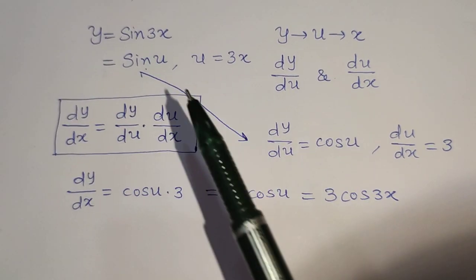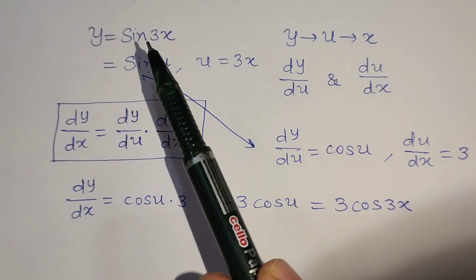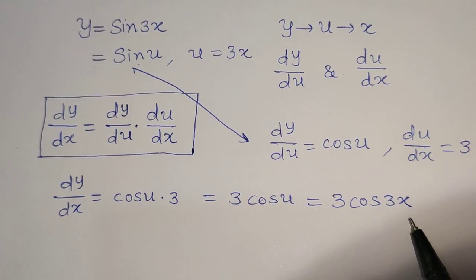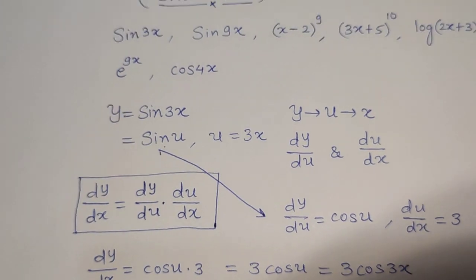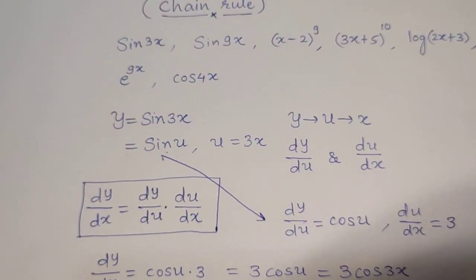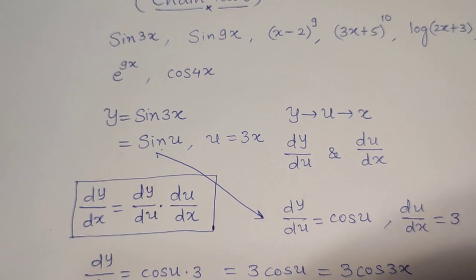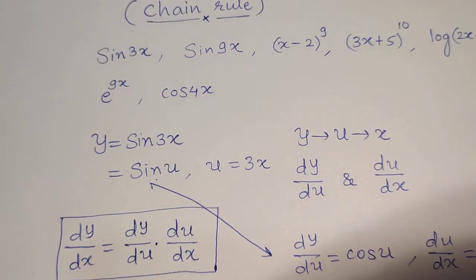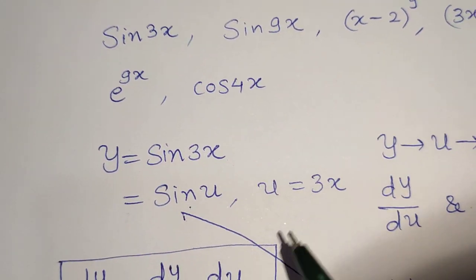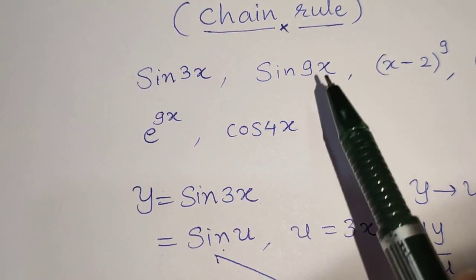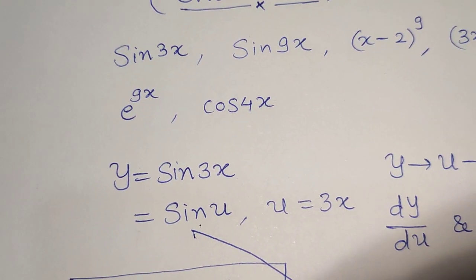So the derivative of sin 3x is 3 cos 3x, not only cos 3x. Okay, so chain rule is for the derivative of composite functions which involve more than one function. Sin x is not there, it's sin 3x, sin 9x. So similarly, like sin 3x, you can find the derivative of sin 9x also.